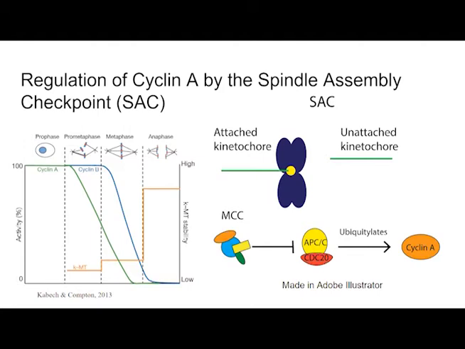As we mentioned before, cyclin A is important for proper kinetochore-microtubule stability, and it operates in this manner under the regulation of the Spindle Assembly Checkpoint. The Spindle Assembly Checkpoint is a cell cycle checkpoint that is used in order to ensure proper chromosome segregation fidelity as the cell enters anaphase.